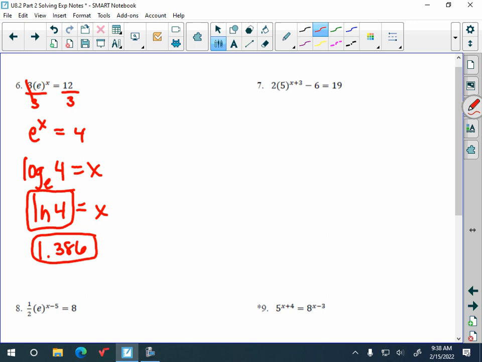All right, 7. Let's see, we've got a lot of stuff that we've got to move over. So the first thing we're going to do is add 6 over. It's going to be 25. Then we're going to divide by 2.